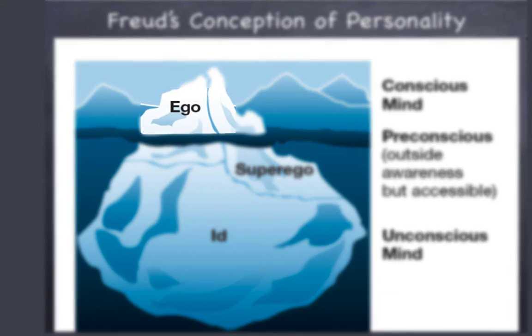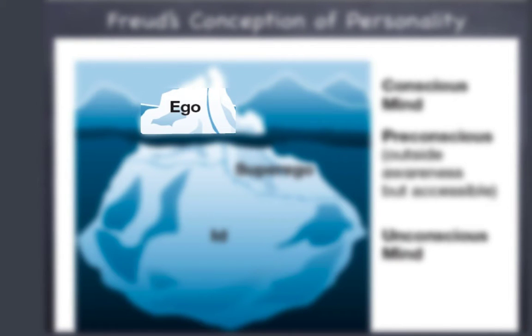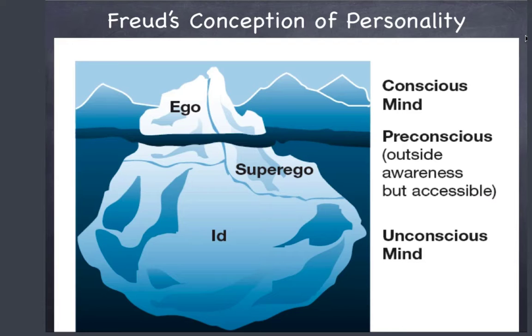The ego is the logical, rational, and largely conscious system of personality, which operates according to the reality principle. So it's the part that most people see. It's the way that you behave around people in real time at a conscious level. That's your logical, rational self.